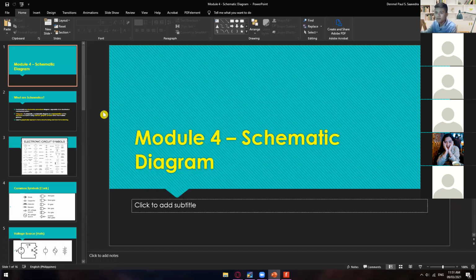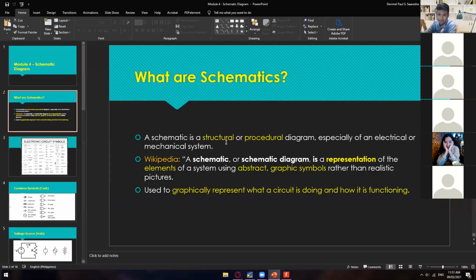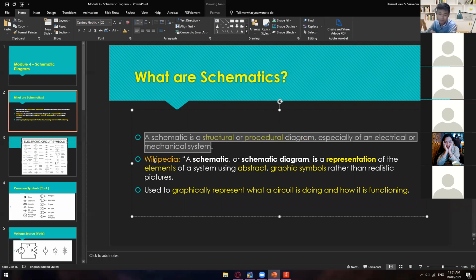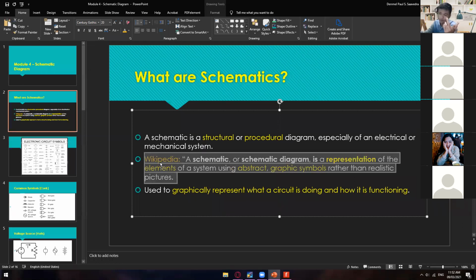Okay. All right, so let us now start with our short discussion. Just a definition of schematics. So what are schematics? I have prepared 3 definitions here. All of them are correct. The first one is, it is a structural or procedural diagram. This one came from one website. And then there is another source, which is Wikipedia.